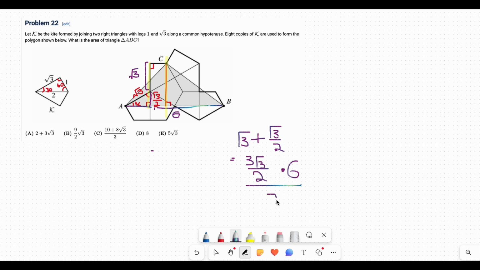by 2, because it's base times height over 2. We get 9 square root of 3 over 2. What answer is that? Well, it's answer B, and that will be our answer.